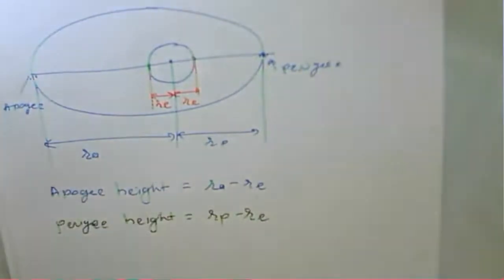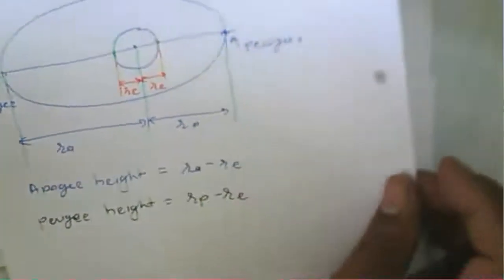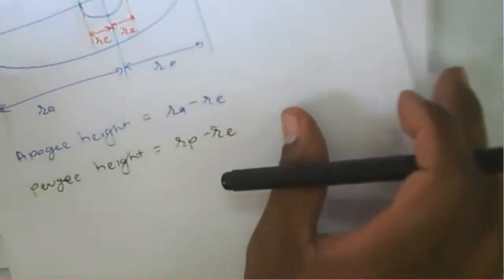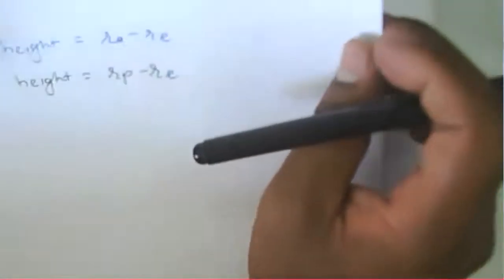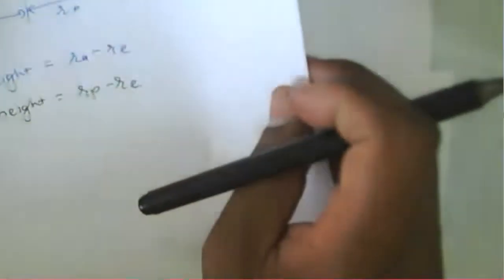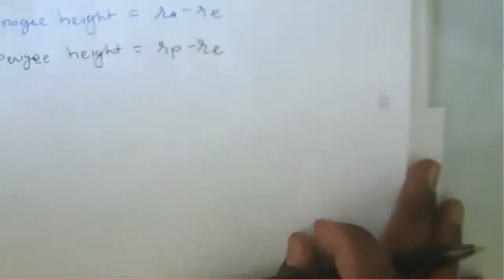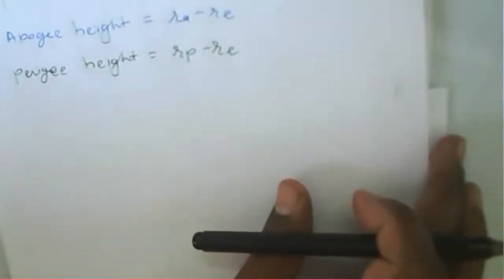And the distance from the center of the earth to this point is called the apogee. Okay, apogee is different and apogee height is different here.